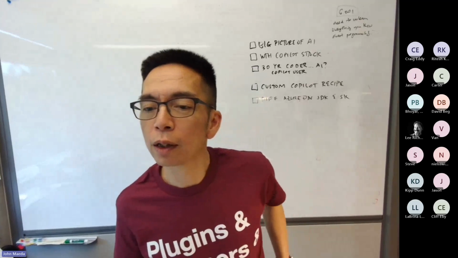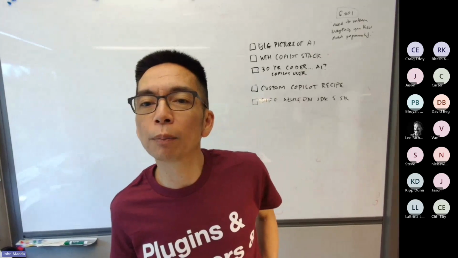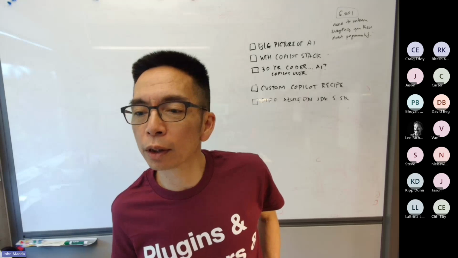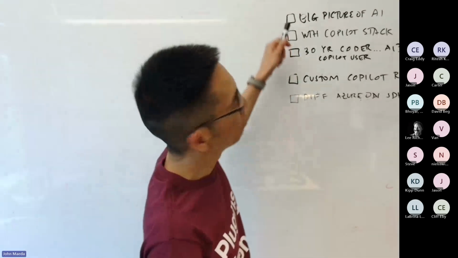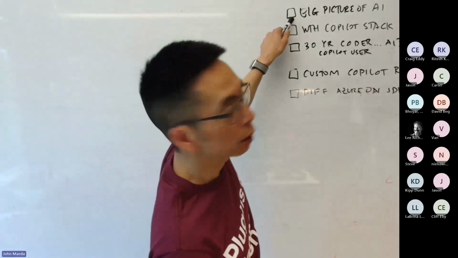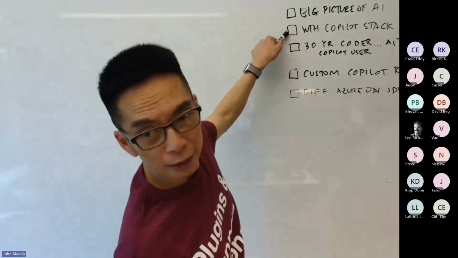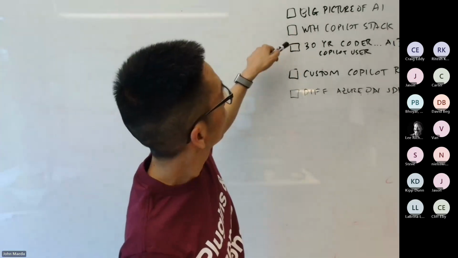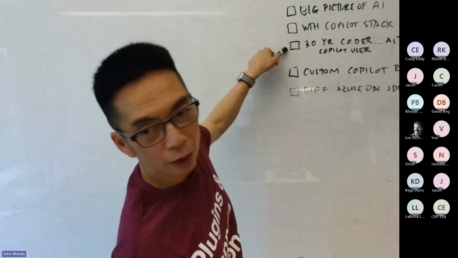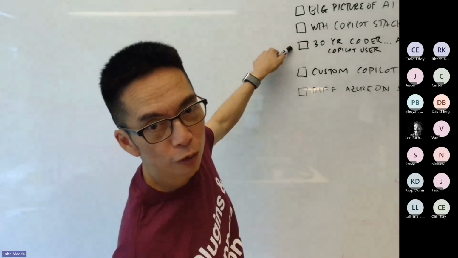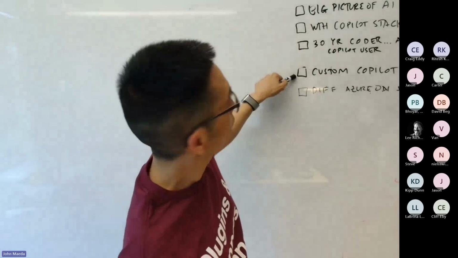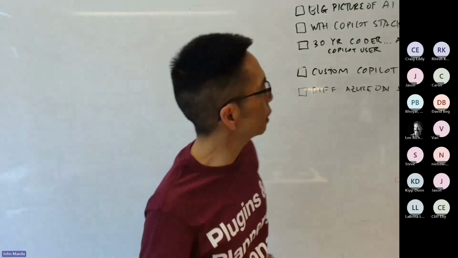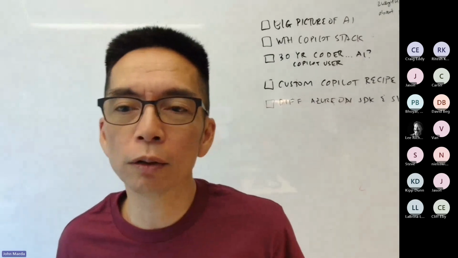Let me open up the main window over here. Let's zoom in. Okay, so over here we have the big picture of AI. We have what the heck is a Copilot stack? If you're a veteran coder, what does this have to do with me? We have the custom Copilot recipe, and we have the difference between the Azure OpenAI SDK and Semantic Kernel.